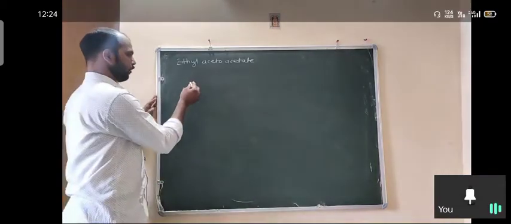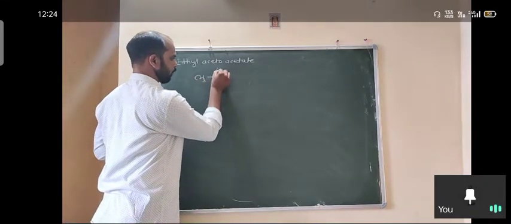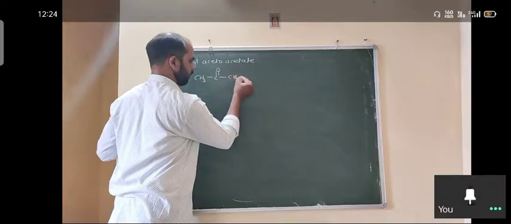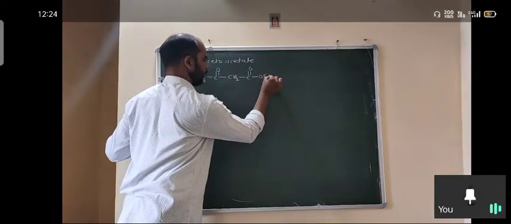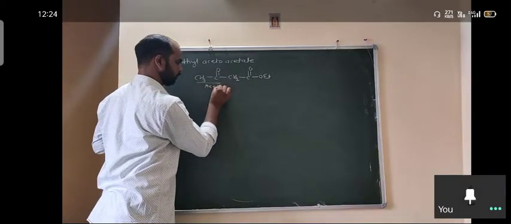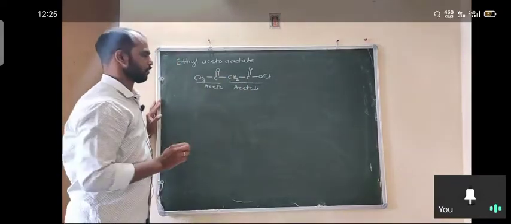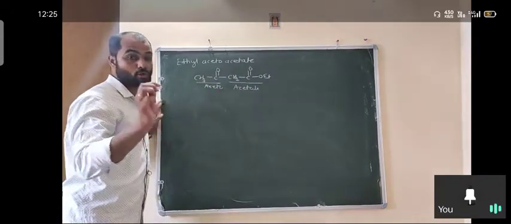You already know what ethyl acetoacetate is. There is a CH3 C double bond O, then CH2, then C double bond OEt. So this group is the aceto group, and up to this is the acetate. So ethyl acetoacetate is the compound. Here we use ethyl acetoacetate.